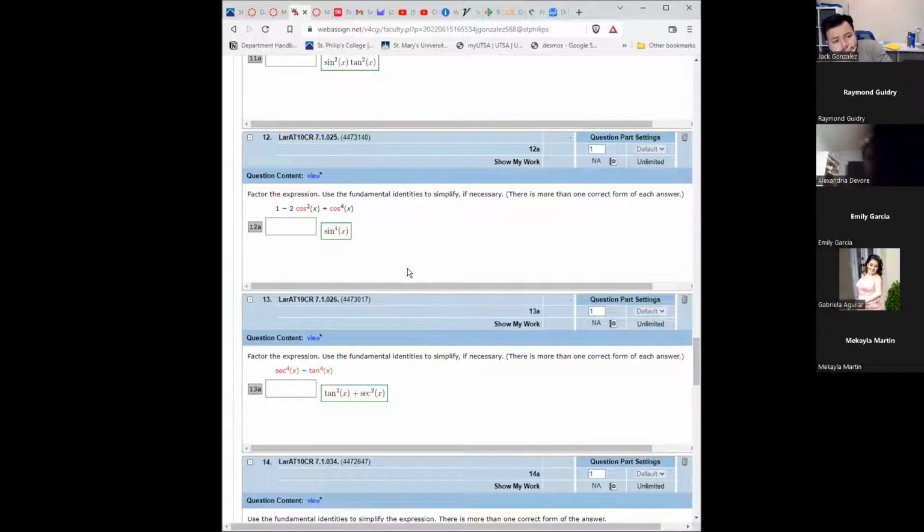Okay, so for 12, they tell us the answer is going to be sine to the fourth. You're not going to know that on your homework, but it helps to know where we're going, I suppose. But let's pretend we didn't see that. I don't think it's all that helpful anyway, at least not for this one. Problem 12.